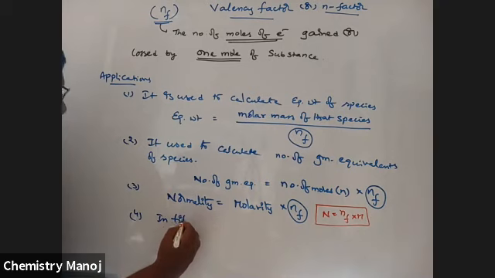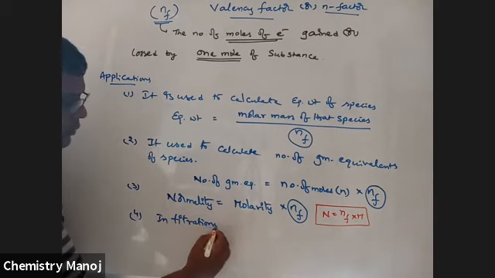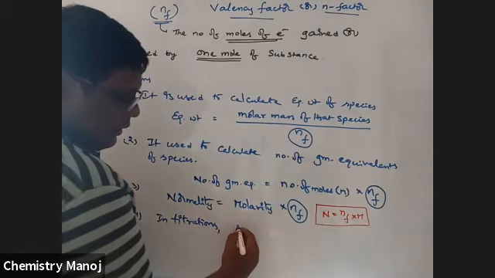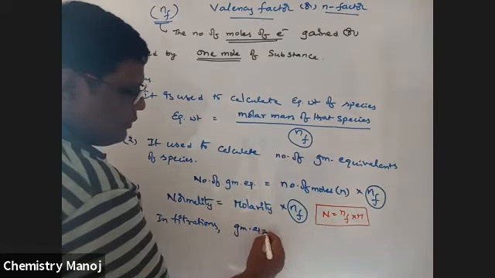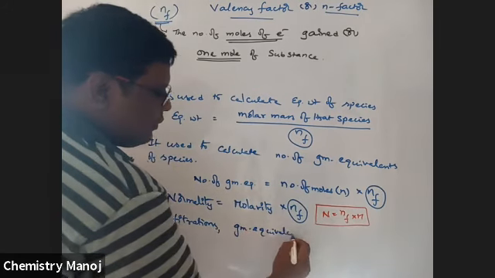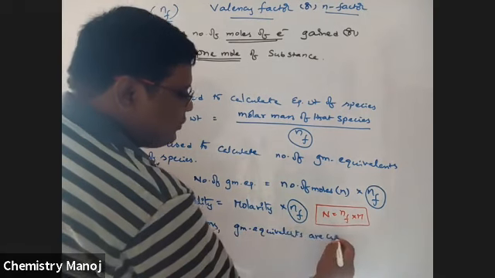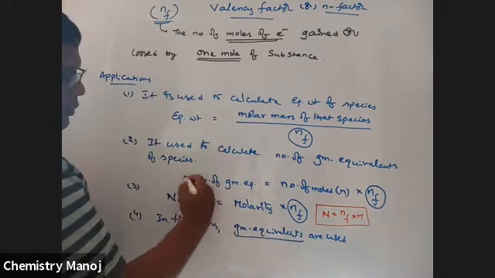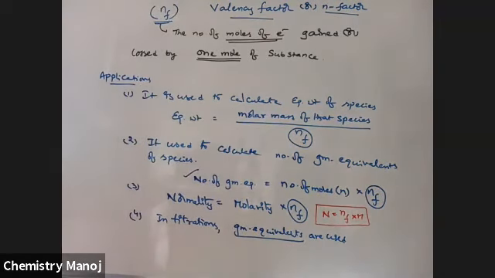Next, the fourth one. In titrations, gram equivalents are used. That gram equivalent is calculated by using this formula. So that means in titrations also this n factor is used. So these are the different applications of the n factor.